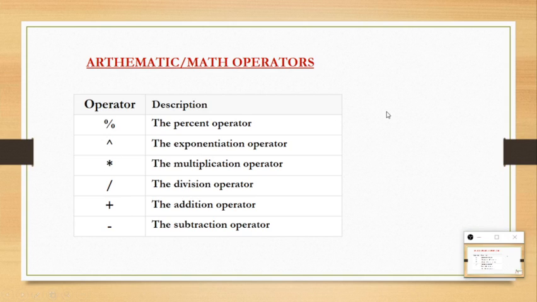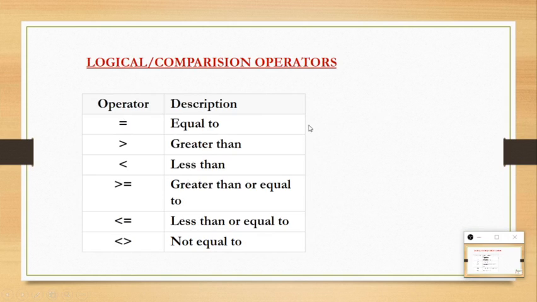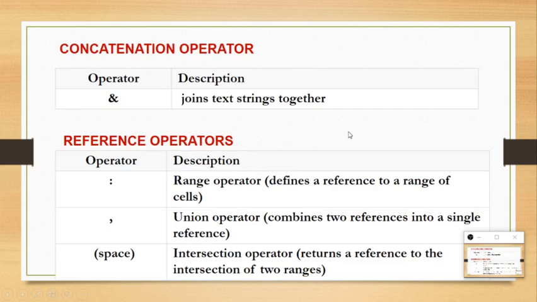Coming to the next operators, we have logical and comparison operators. Equal to is used as equal to. This symbol is used as greater than, less than, greater than equal to, less than equal to, and not equal to. There are some other operators like concatenate operator and reference operator. Concat operator is the and symbol, and reference operators we have are colon, comma, and space.